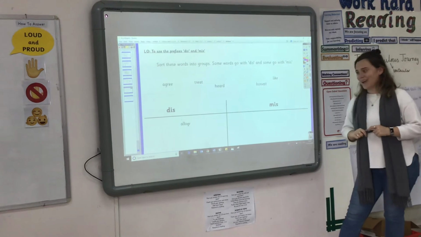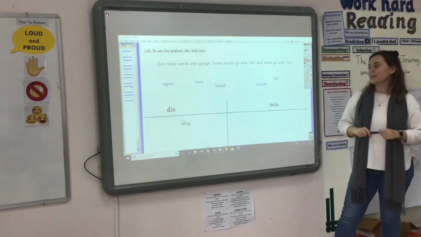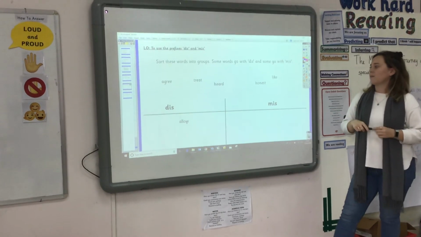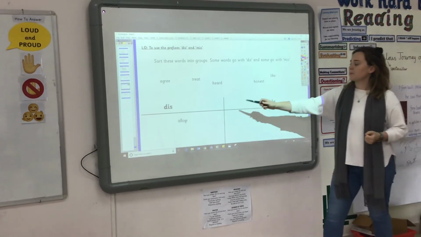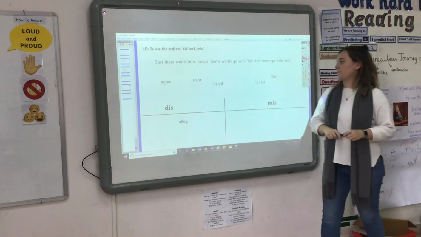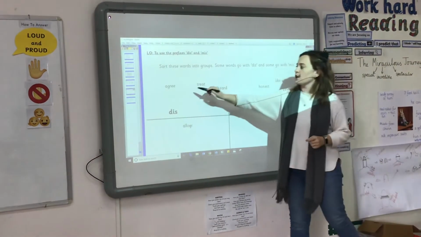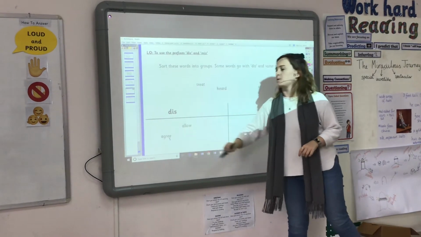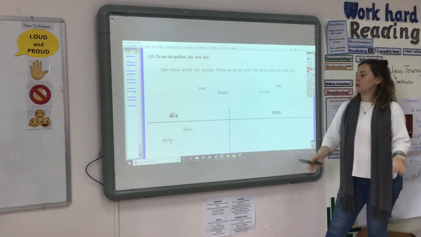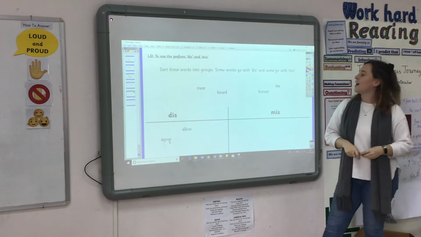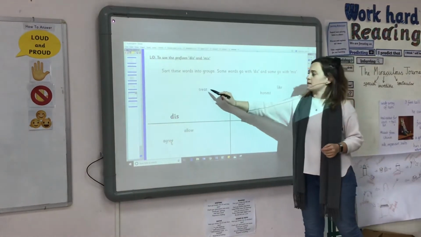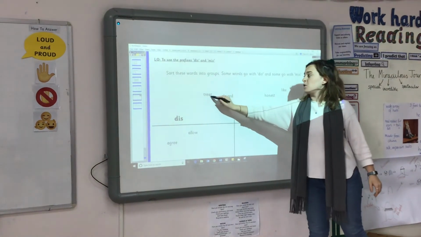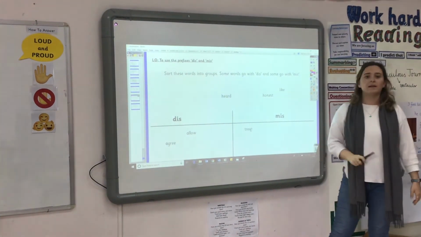Okay, well done. So we're going to look through the answers now, and you can tick your own on your paper if you wrote them down. We already put allow into the dis column. Let's start with agree. Agree goes with dis. We say, I disagree with you because. Treat. If you treat someone, you are nice to them. But if you mistreat them, that means you are horrible to them.